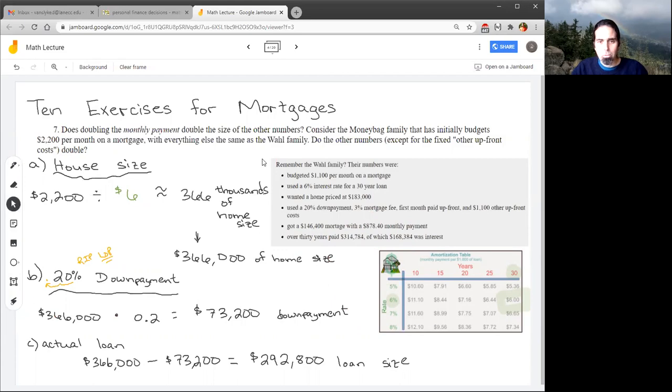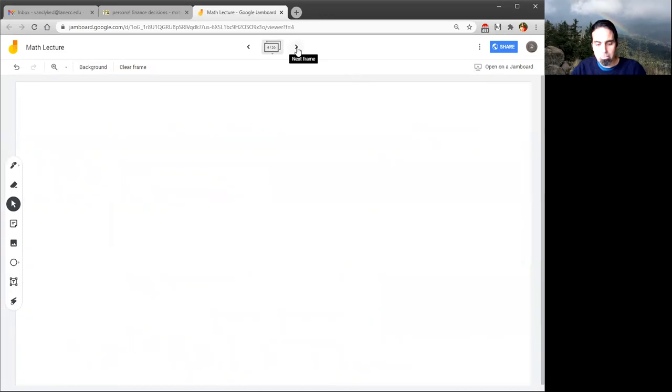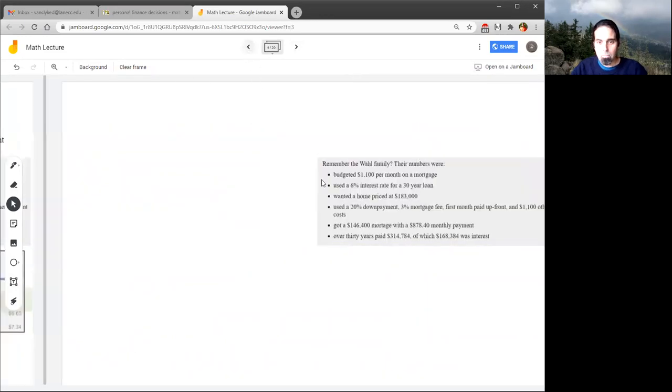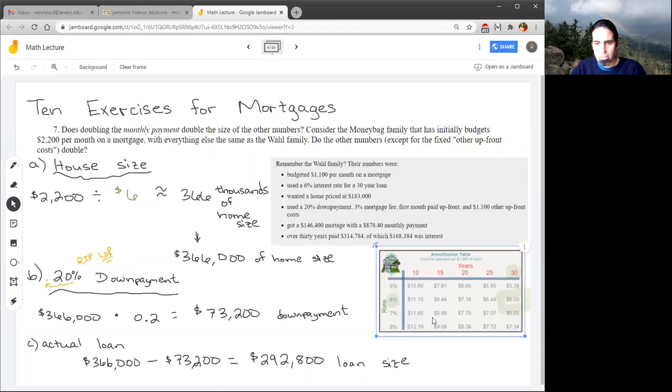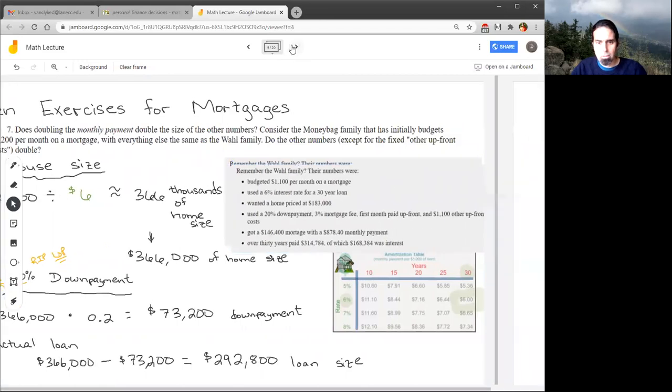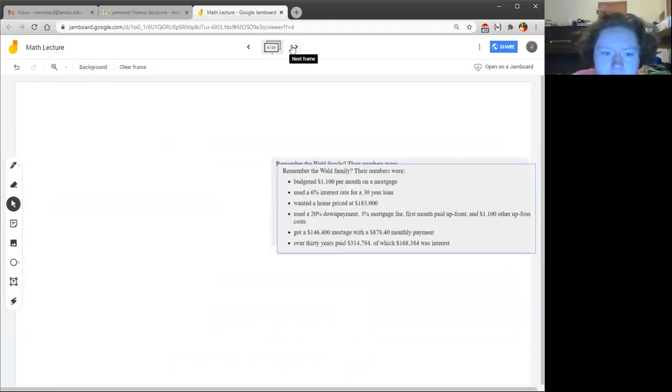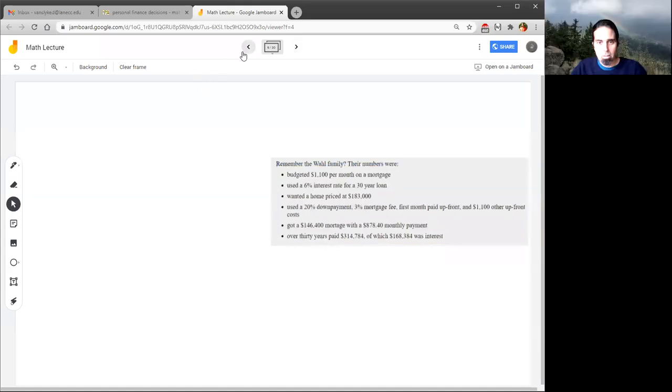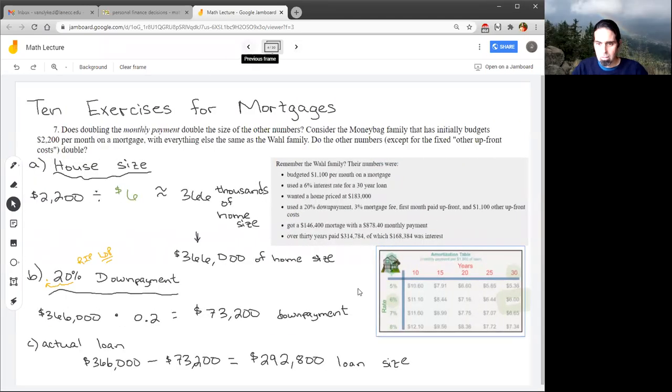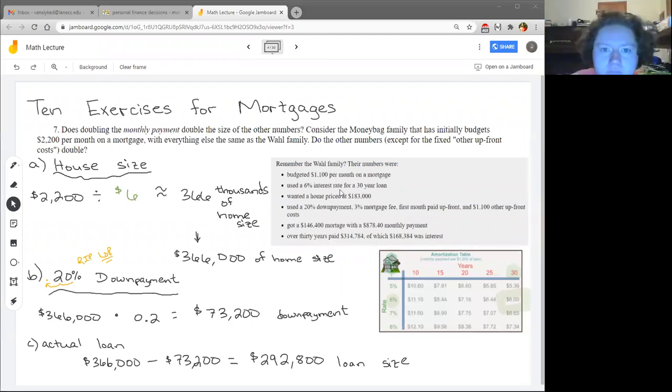So I'm going to take that and move it to the next slide. And take that and move it to the next slide. Oops, I am pasting instead of copying.